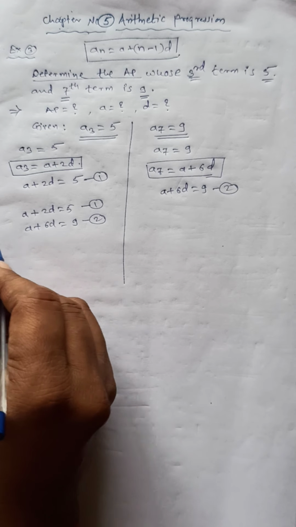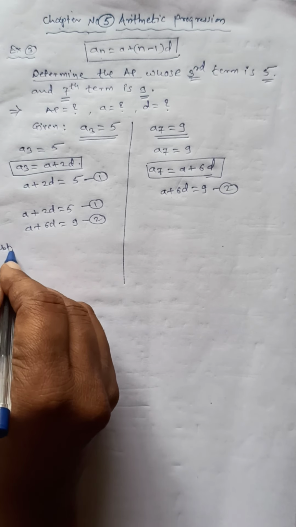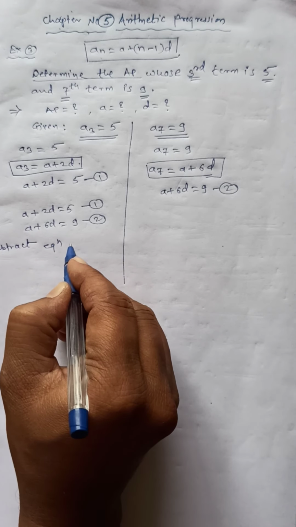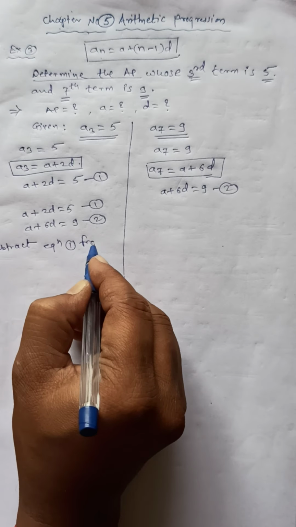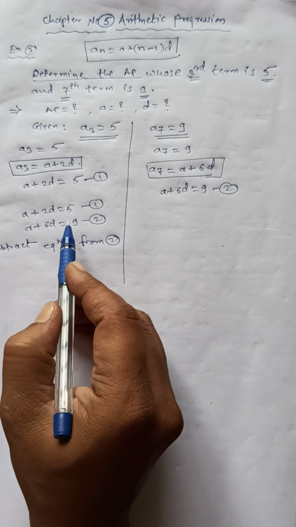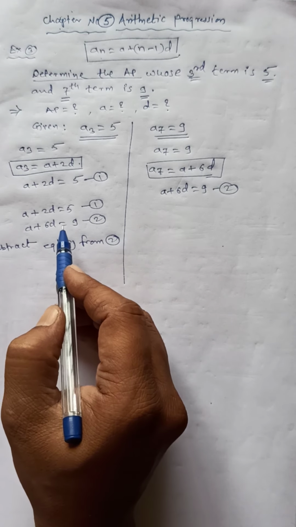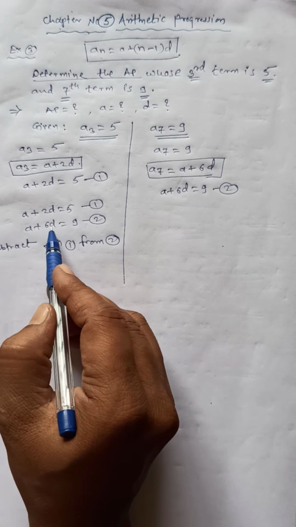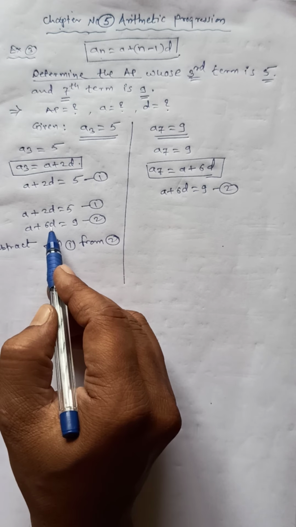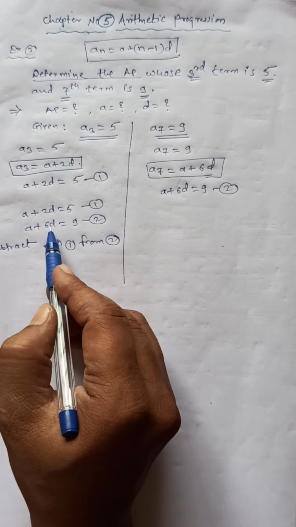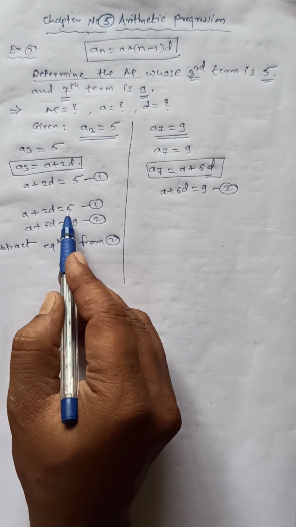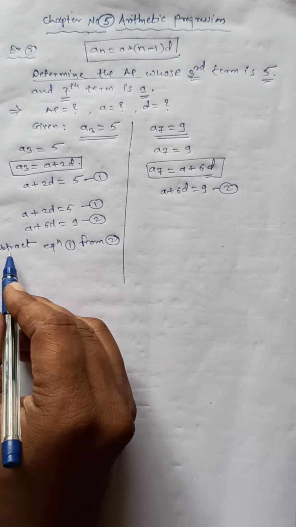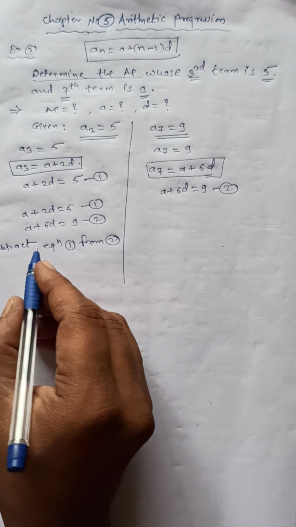So what we will do, we will subtract equation 1 from 2. Why 1 from 2? Why not 2 from 1? Because up here it is a 9, so 9 minus 5 will be easy, and here it is 6d. So from the higher coefficients, we have to subtract the lower coefficients. Okay, so we will subtract equation 1 from equation 2.